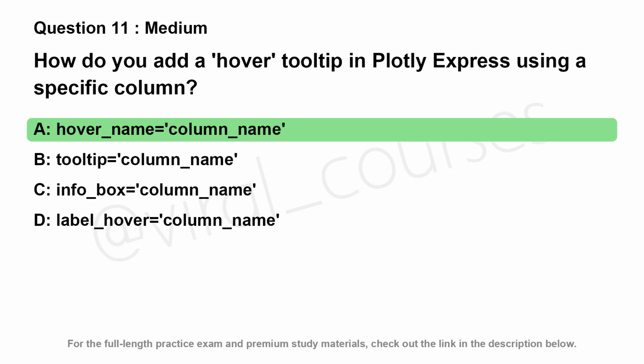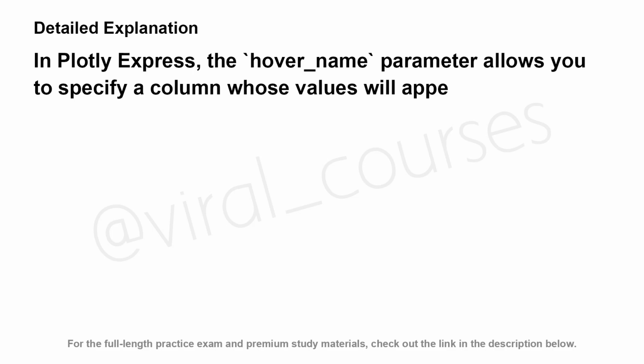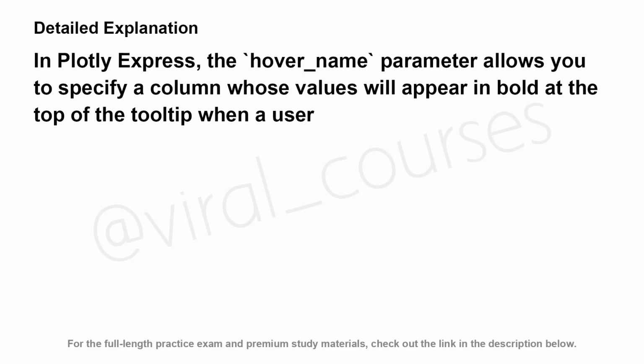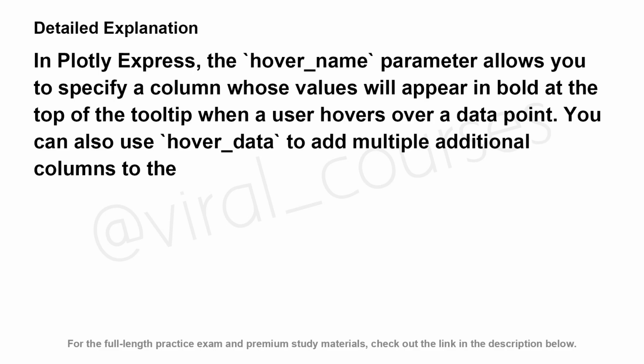The correct answer is A. In Plotly Express, the hover_name parameter allows you to specify a column whose values will appear in bold at the top of the tooltip when a user hovers over a data point. You can also use hover_data to add multiple additional columns to the tooltip information.